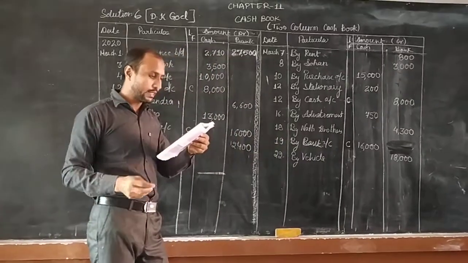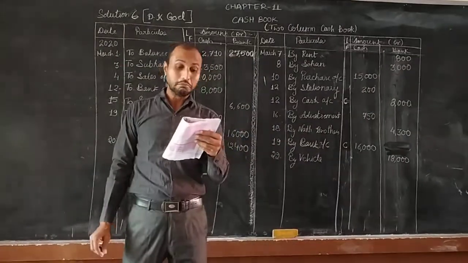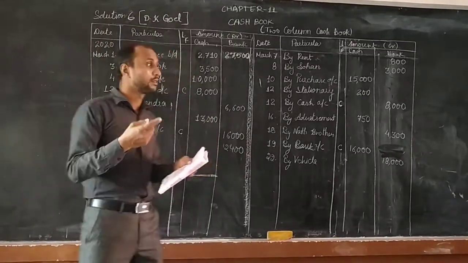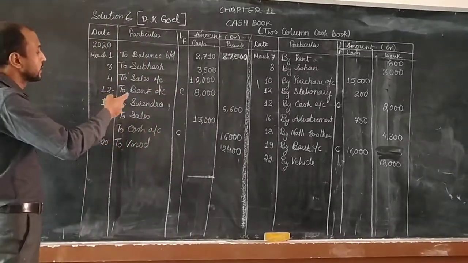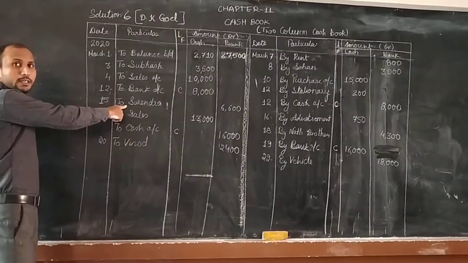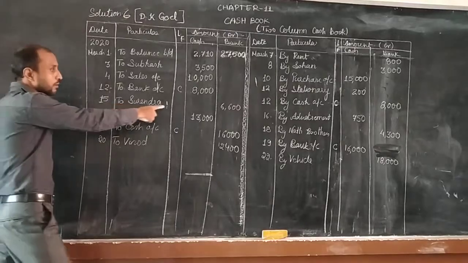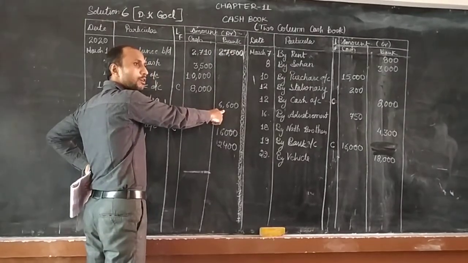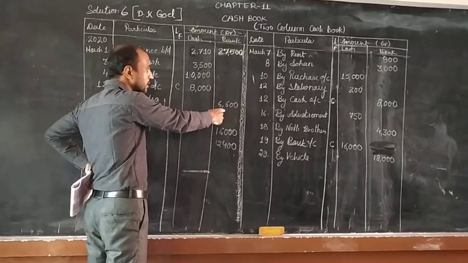Bank return, Surender's check dishonored. Surender has given us a check. Where? Bank. Check here. Where is Surender's check? This is 6,600. 6,600 उसने चेक दिया था और हमने उस चेक को कहाँ जमा किया? बैंक. और बैंक वाले क्या बोल रहे हैं? Dishonored. पैसा नहीं आया. इसका मतलब पैसा नहीं आया.